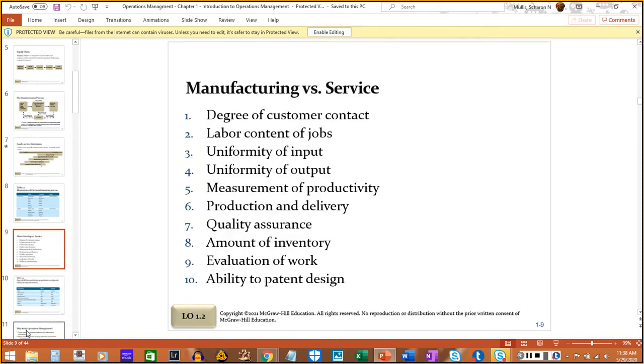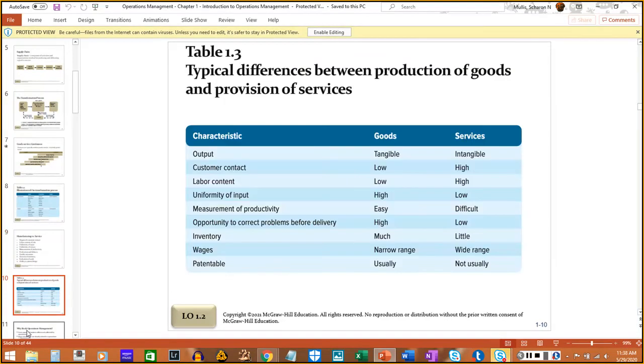So we'll skip that. We'll go to this because this is kind of what this is. So the differences between the production of goods and provisions of service. So you have output. The output for a good is tangible. Again, it's physical. The output of a service is generally intangible, where there's an act performed.